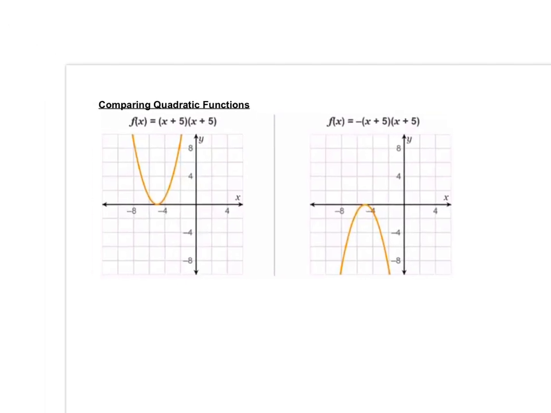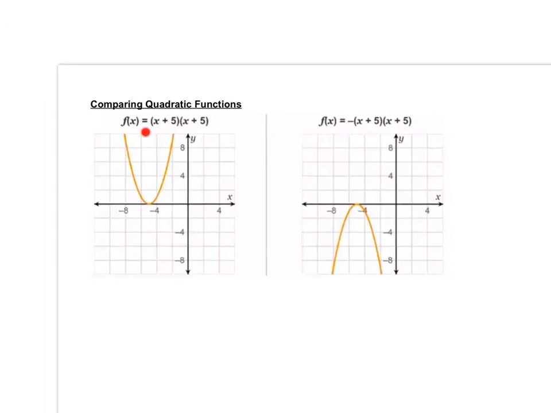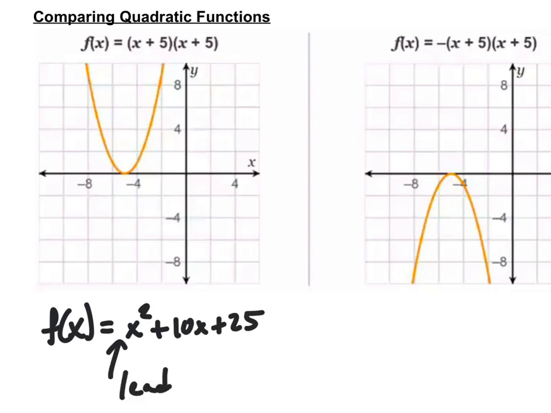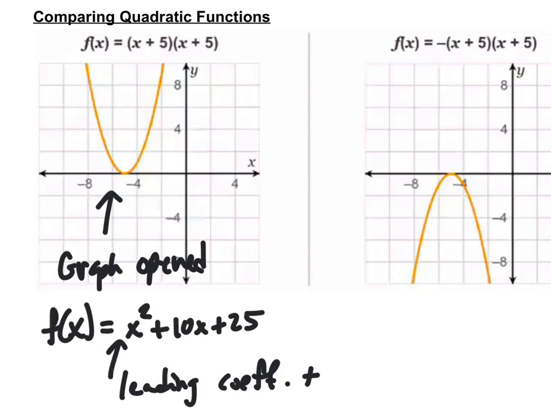Now you're probably wondering, how did I know to graph this function and have the graph open up? The reason is that when I put it into standard form, f of x equals x squared plus 10x plus 25, my leading coefficient is positive. My leading coefficient was positive, and so I knew that my graph opened up. So if the leading coefficient is positive, my graph opens up.